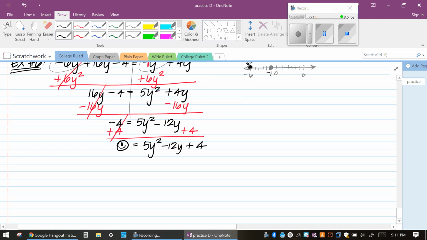Always check for GCF. Unfortunately, 5, 12, and 4 don't all have the same variable, and there's no GCF besides 1. But it is a quadratic trinomial, so I need to find two numbers that multiply to 20 and add to negative 12. Go ahead and pause the video right now. List all the factors of 20 and find the two that will add to negative 12 and multiply to 20. Push play when you are ready.